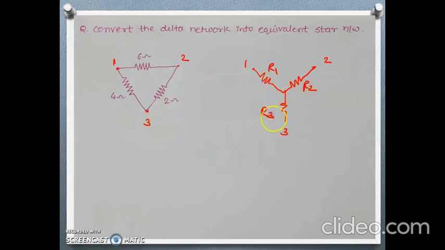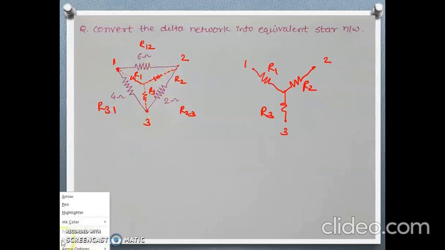We want the R1, R2 and R3 values. So first we will draw the equivalent star that we want inside the given delta, and this will be R1, this will be R2 and this will be R3, and these are R12, R23 and R31. Now let's calculate it one by one.